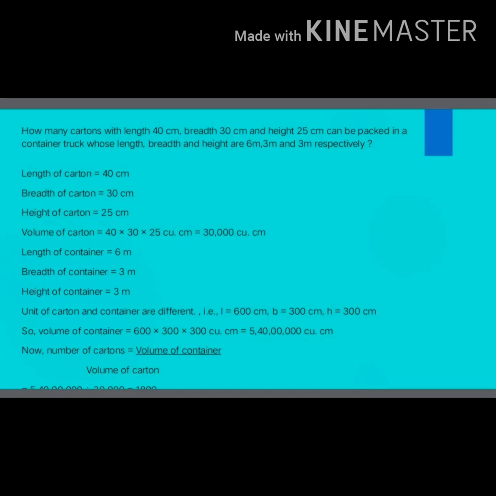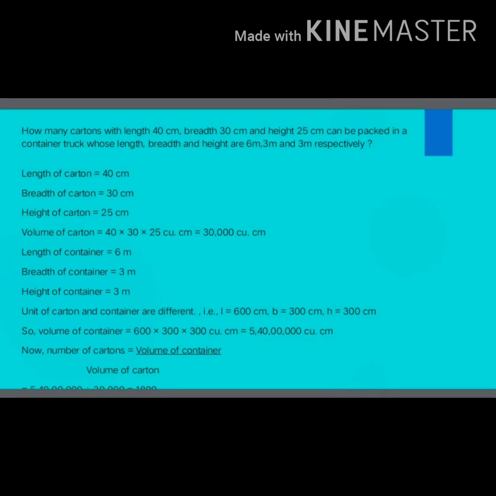Let us see this example. How many cartons with length 40 centimeter, breadth 30 centimeter, and height 25 centimeter can be packed in a container truck whose length, breadth, and height are 6 meter, 3 meter, and 3 meter respectively? Now children, if you remember, this is the same kind of sum which is asking me the number of cartons. But this time we are dealing with 3 dimensions, that is length, breadth, and height. So that means we are dealing with the volume.